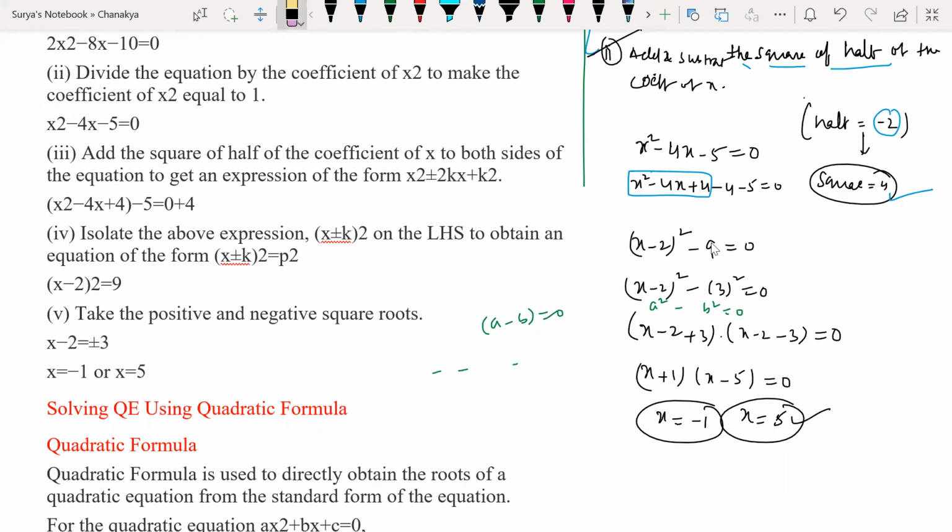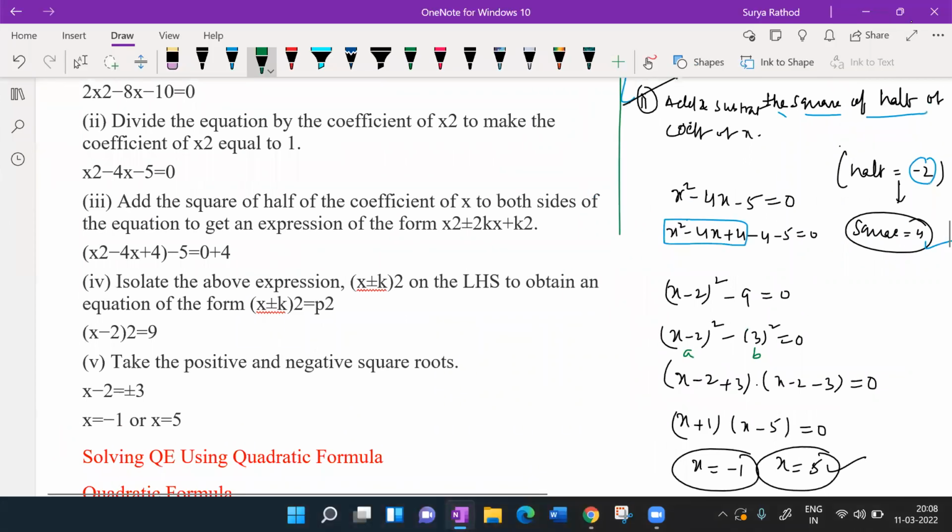Okay. I'm thinking x is equal to a, 2 is equal to b, 3 is equal to... no. x minus 2 is fully a here. B is what? B is 3 square. B is 3. Now I understood. Very good. Any doubts so far?